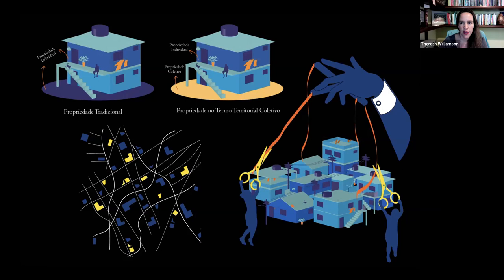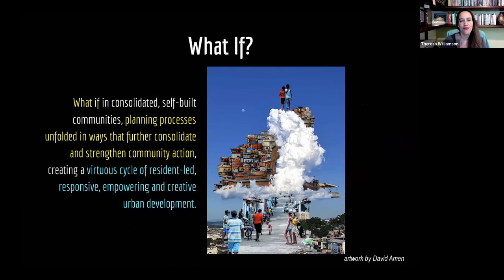So finally, again, concluding, what if in consolidated self-built communities, the planning processes unfolded in ways that further consolidate and strengthen that community action that's been built over generations, creating a virtuous cycle of resident-led and responsive creative urban development. So thank you. Sorry, I was a little bit jumbled by the slide in the middle.